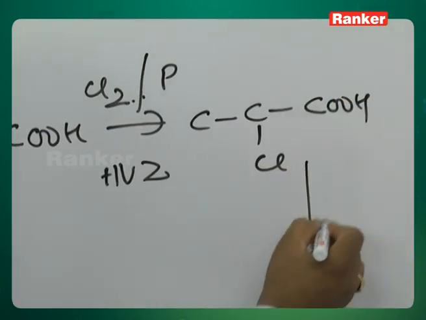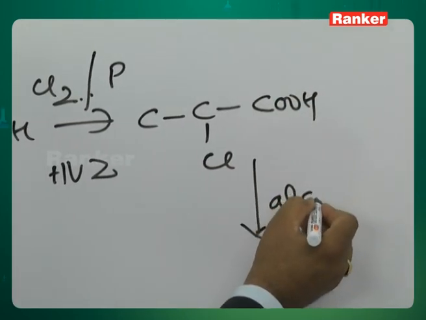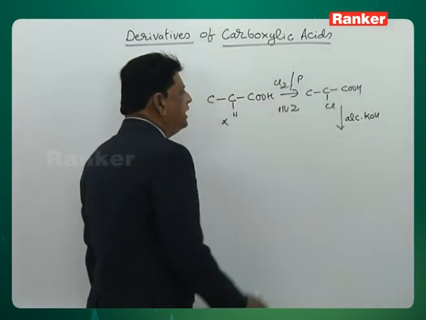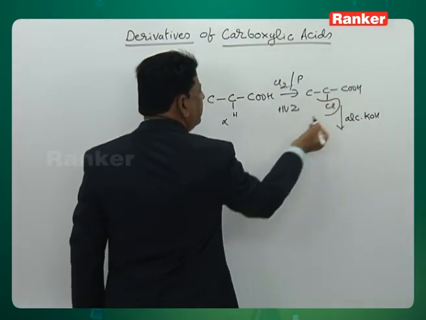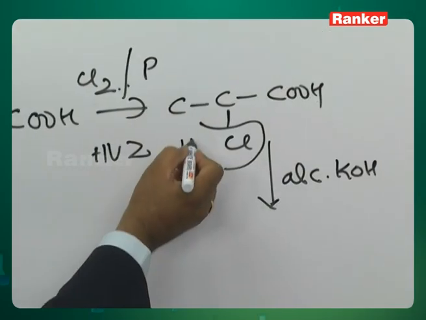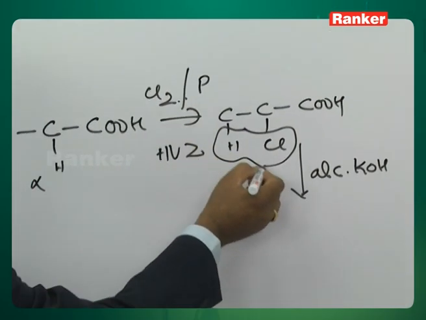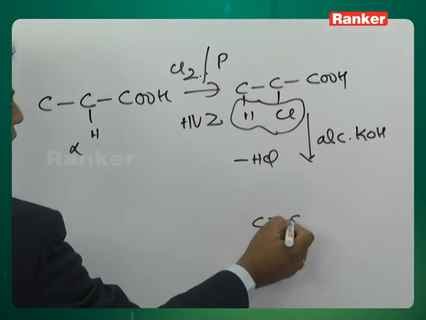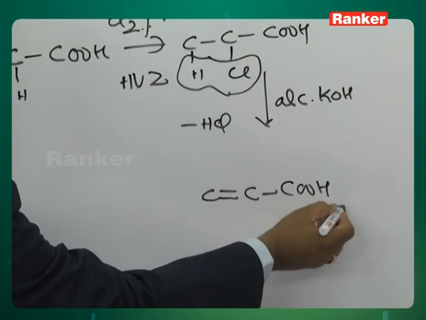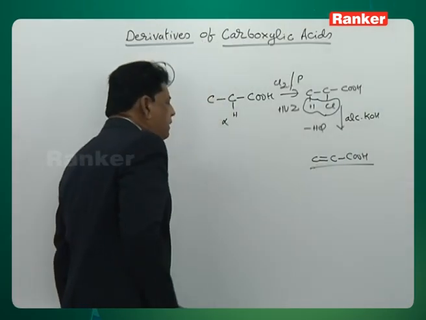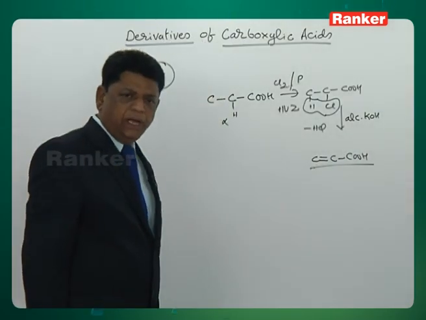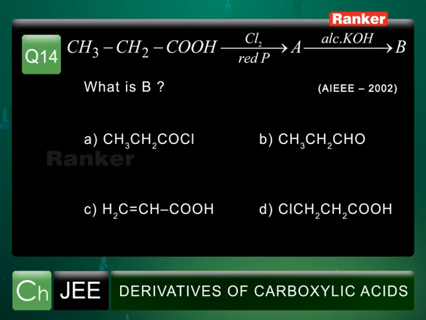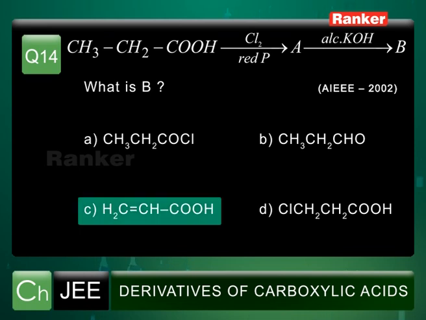then followed by alcoholic KOH. This is a strong base which eliminates the Cl. In addition with hydrogen, that side hydrogen is not there, only this side is available. So, therefore, HCl will be removed, minus HCl. Therefore, an alpha beta unsaturated carboxylic acid, commonly known as acrylic acid, that is nothing but the carboxylic acid containing ethylene, is formed, that is option C is the right answer.